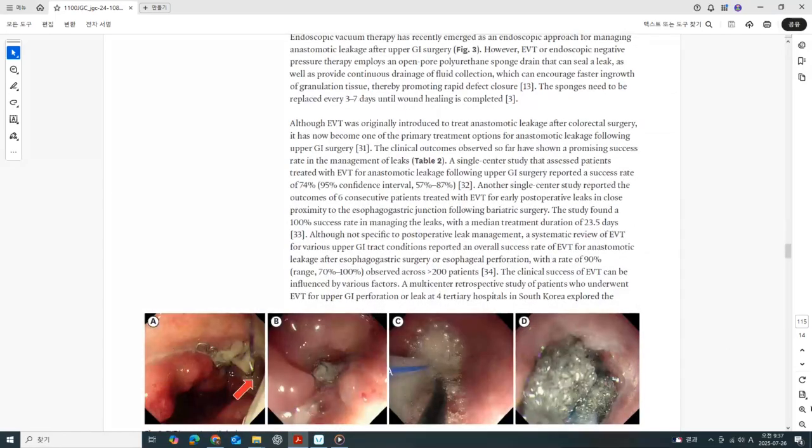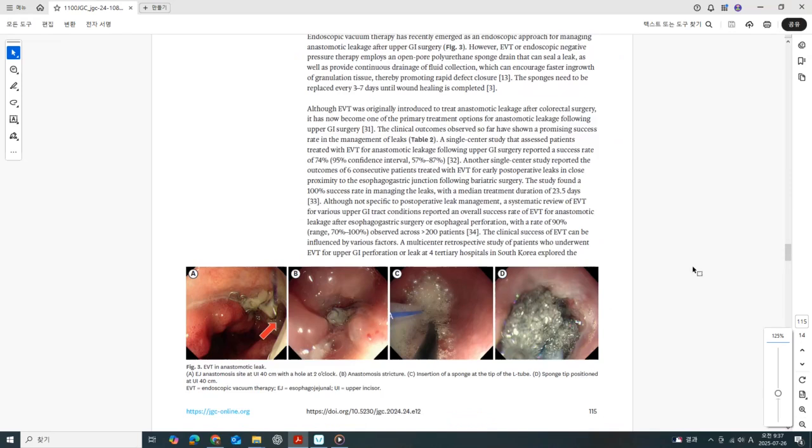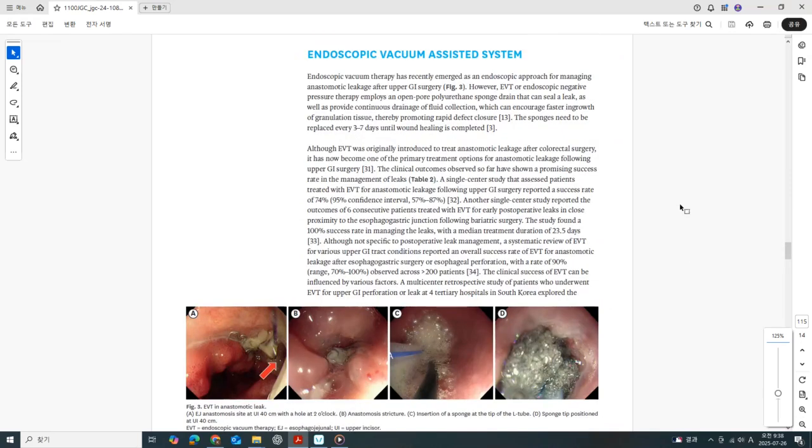EVT is a fascinating and increasingly popular technique. It involves placing a special open-pore polyurethane sponge at the site of the leak. This sponge is connected to a suction system, creating negative pressure. Like a tiny medical vacuum cleaner? Sort of, but it does two crucial things simultaneously. One, it seals the leak opening. Two, it actively and continuously drains away any fluid, pus, or debris from the cavity.